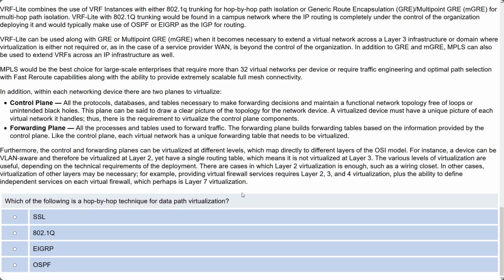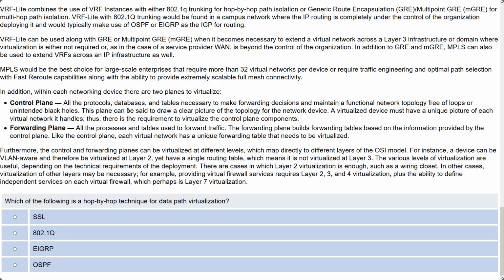So you can actually virtualize the control plane and the forwarding plane at different levels. They can map to different layers of the OSI model. So you could have a VLAN aware virtualization where we're virtualizing layer 2 and you only have a single routing table for reachability. So we're not necessarily virtualizing layer 3.